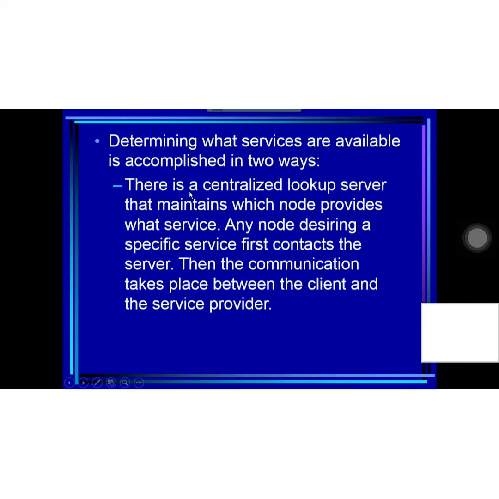Determining what services are available is accomplished in one of two general ways. The first: when a node joins a network, it registers its service with a centralized lookup service on the network. Any node desiring a specific service first contacts this centralized lookup service to determine which node provides the service. The remainder of the communication takes place between the client and the service provider.